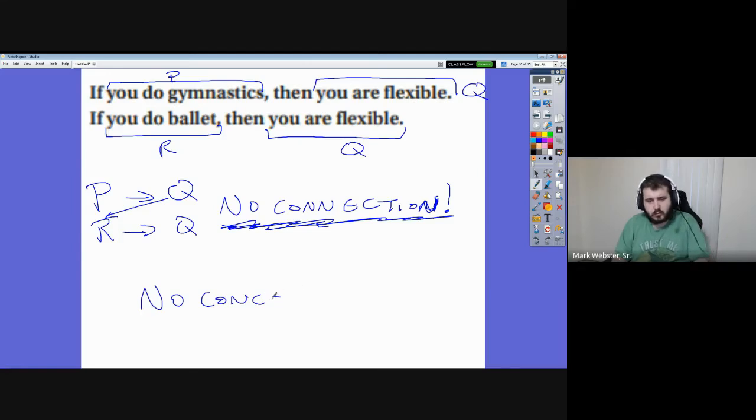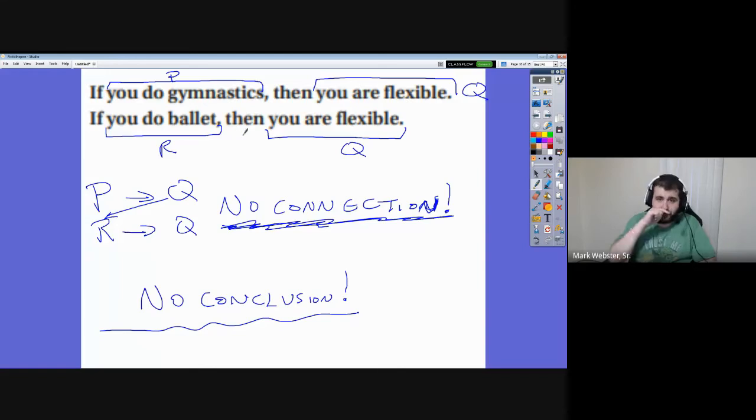There's no connection, so there's no conclusion. This is a bad argument. If you're trying to make an argument anyway, this is a bad argument to try and connect something from because there's no connection possible. If you do gymnastics, then you are flexible. If you do ballet, then you are flexible. Great. Okay. There's nothing more that you can say though.